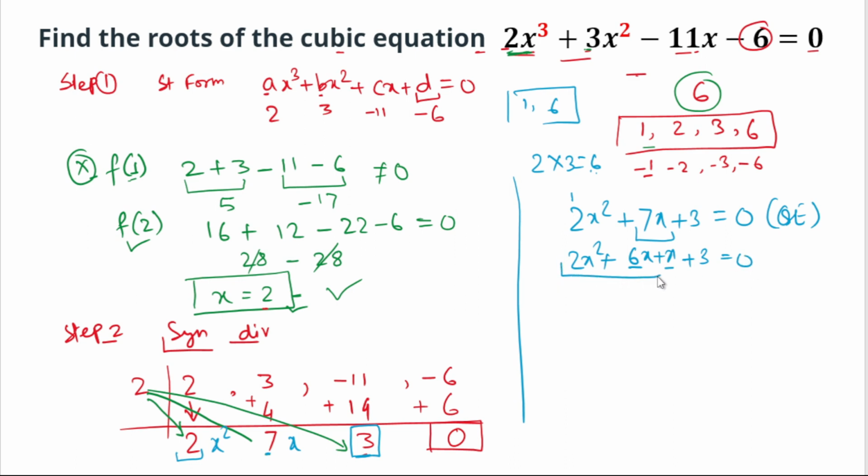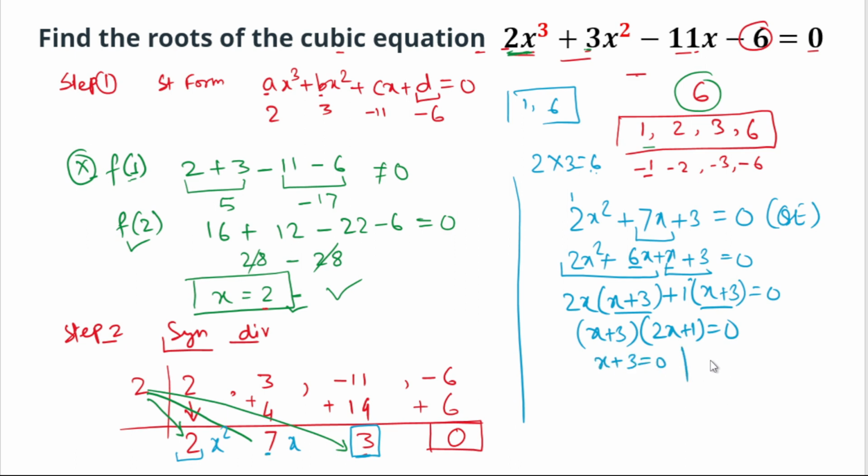Therefore from the first two terms we can take 2x common. If we take 2x common, the remaining is x plus 3. Likewise we'll take 1 common from the other two, and after taking 1 common, the remaining is x plus 3, equal to 0. Now again x plus 3 is common, so x plus 3 times 2x plus 1 is equal to 0. Now the multiplication of two values is 0, so we can write either x plus 3 is equal to 0, or 2x plus 1 is equal to 0.